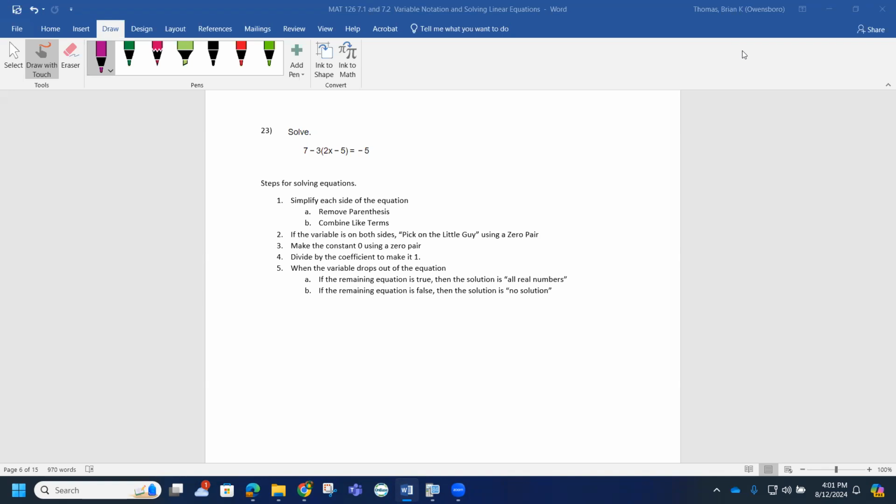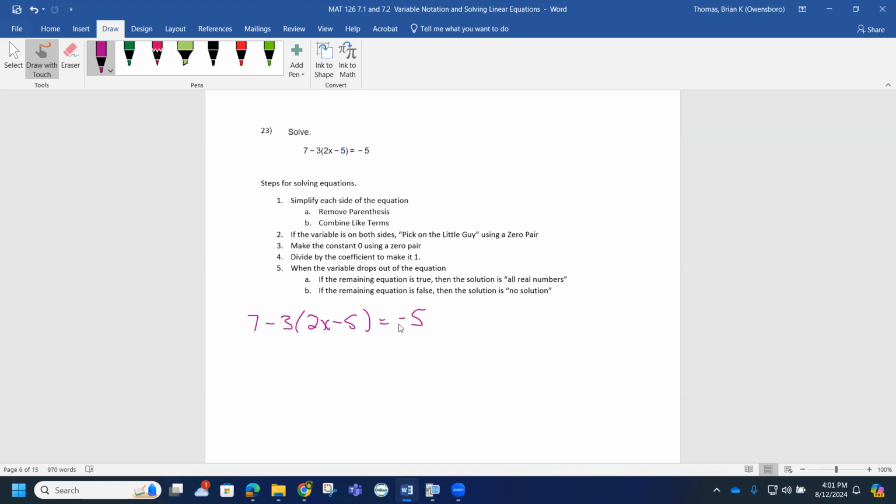So as I look at question 23, what makes this a little bit more challenging is there's a subtraction symbol. So let's see if we can figure out an approach for this. So if we have 7 minus 3 times the quantity 2x minus 5 is equal to -5.